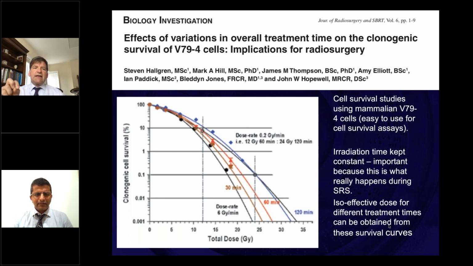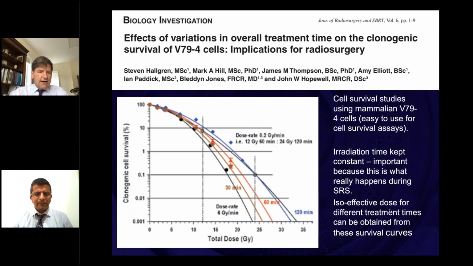These cell survival studies were deliberately done for the benefit of the SRS community, to be able to demonstrate that there is a dose rate effect. And so we typically use the doses that are used in SRS, over the sort of treatment time ranges that are used for SRS.